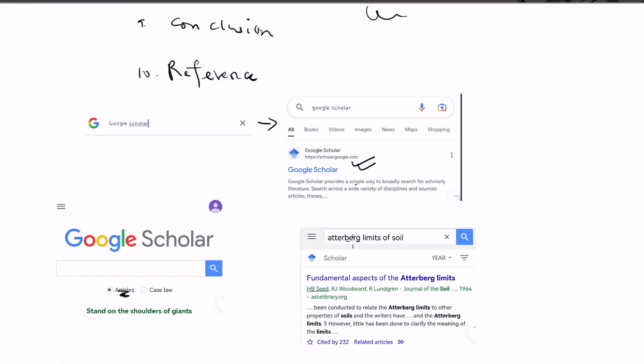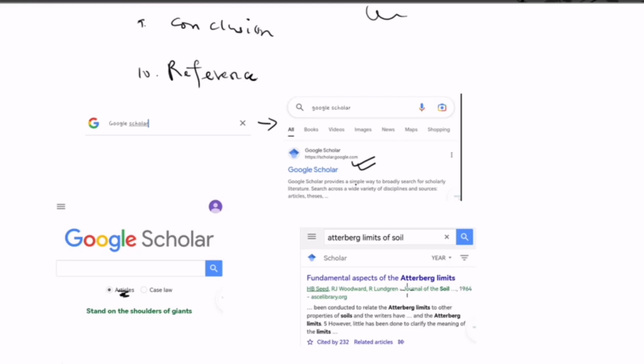I searched Atterberg limit of soil. I want to read more on Atterberg limit of soil because I'm doing that experiment and I want to get more ideas on it. After that, maybe I check the abstract. You can read the abstract by tapping it. If you want to download it too, we have a PDF at this side. Most of them you can download, but some you cannot. For the one that is downloadable, you tap the PDF and download it.